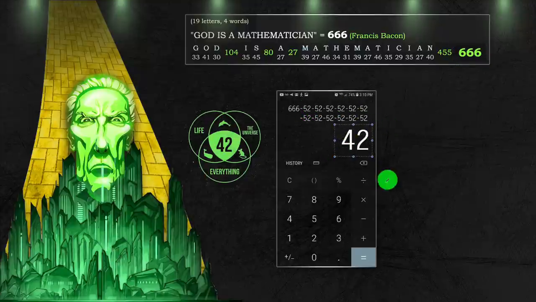And now we're tying this Wizard of Oz and God the Mathematician to the Hitchhiker's Guide to the Galaxy, the 1970s book and the TV show on the BBC. And it's the 42. It's life, the universe, everything. And I decoded 42, specifically that number. If you haven't seen that decode, please check it out. But there it is.